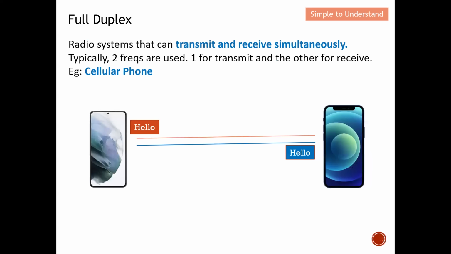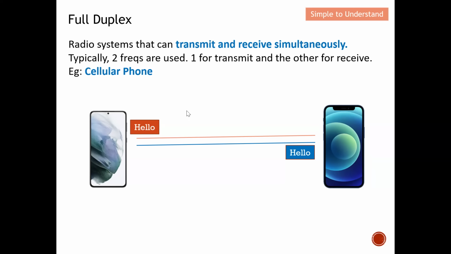Next will be full-duplex. This is a radio system that can transmit and also receive simultaneously, which means that communication can happen in both directions at the same time. Typically, two frequencies are used. For example, one frequency is for transmit and another frequency is for receive. So this is what I mean: one for transmit and the other for receive. One key example is the cellular phone, where you can actually talk simultaneously together.